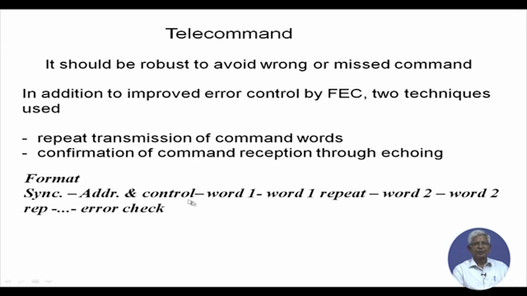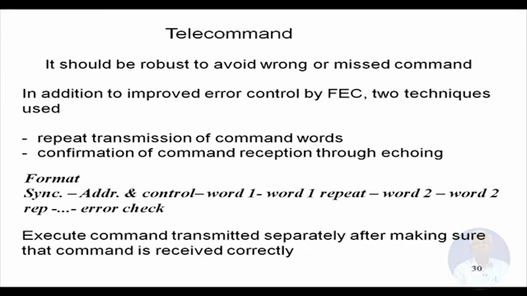So, there is a frame format for the telecommand also. It starts with the sync word at the beginning of the frame, just like telemetry, and then the address of the command and control, then command word 1, command word 1 repeat, command word 2, command word 2 repeat, etc., and at the end an error check, similar to the telemetry format. But in all this process, you just see the frame beginning is to be identified properly. Then only you can identify all other bits, including the error check bits. So, identifying the sync bits is a very important criterion for us.